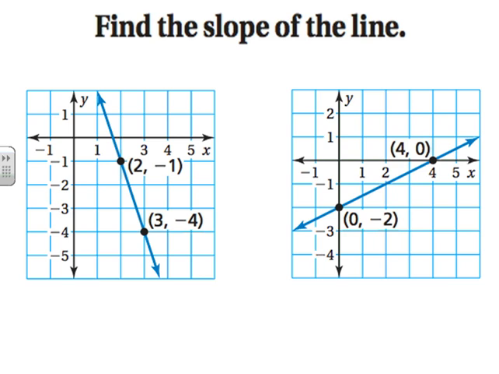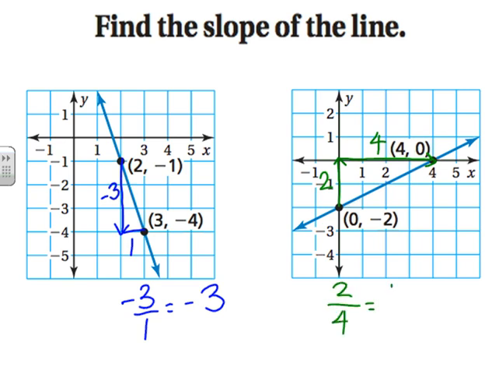All right, the first one, if we draw in the triangle, we go down 3 and then right 1. So that would be a slope of -3 over 1 or -3. Okay, number 2, this time we're going up. So this is +2 and then over 4. So that would be a slope of +2/4, which is 1/2. The first one, the line went down, so it makes sense to have a negative slope. The second one, the line is going up, so it makes sense to have a positive slope.